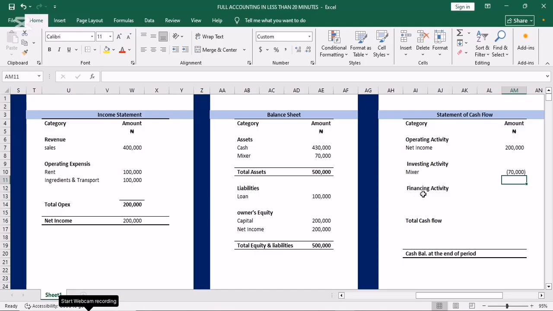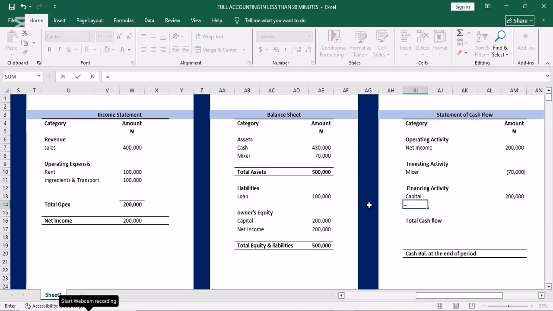Alright, the final aspect right here is the financial activity. So we put up our capital, because capital is meant to bring in cash for the operation of the business. So right up here, the capital, then we put up the capital amount, which is meant to be in positive form. So put up our 200k right up here. Then the next, the loan the business took in for the operation of the business. We put up our equal to, then bring up the loan, then the amount right up here, 100k is up right here.